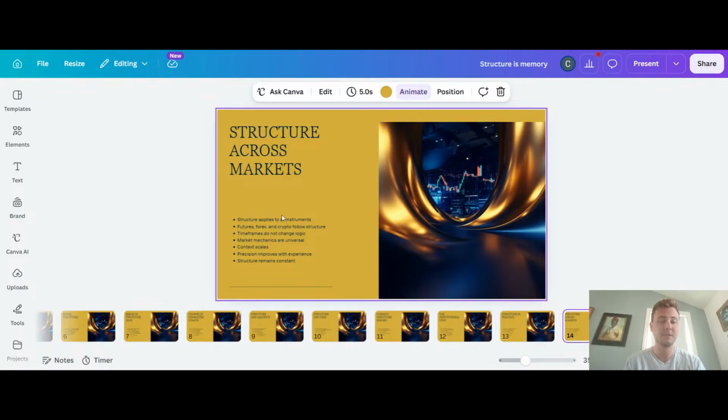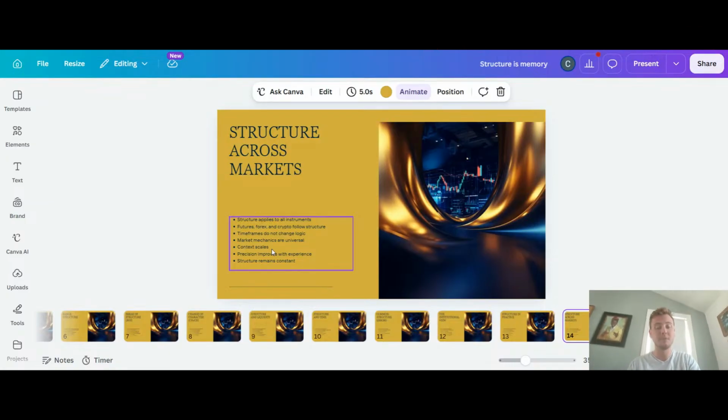Structure across markets. Structure applies to all instruments. Futures, forex, and crypto follow structure. Time frames do not change logic. Market mechanics are universal. Context scales, just like I was explaining with the time frames beforehand. Precision improves with experience, and structure remains constant.